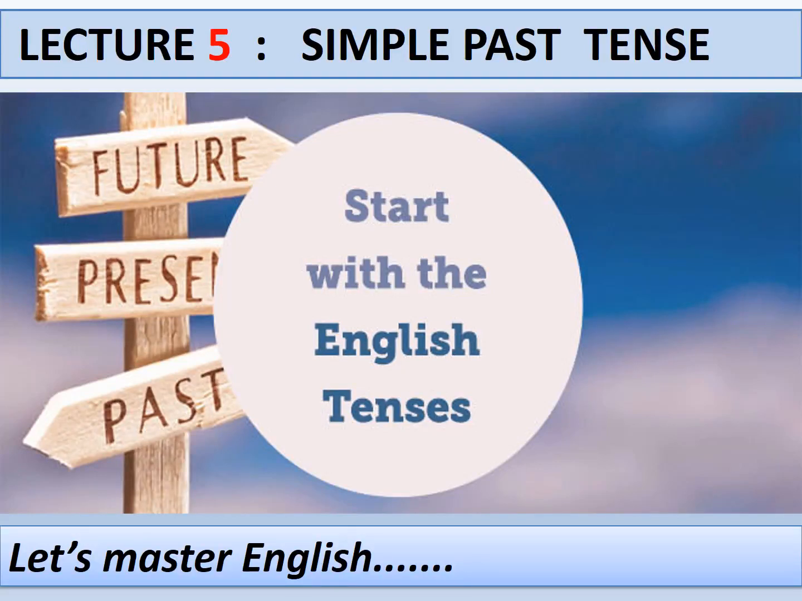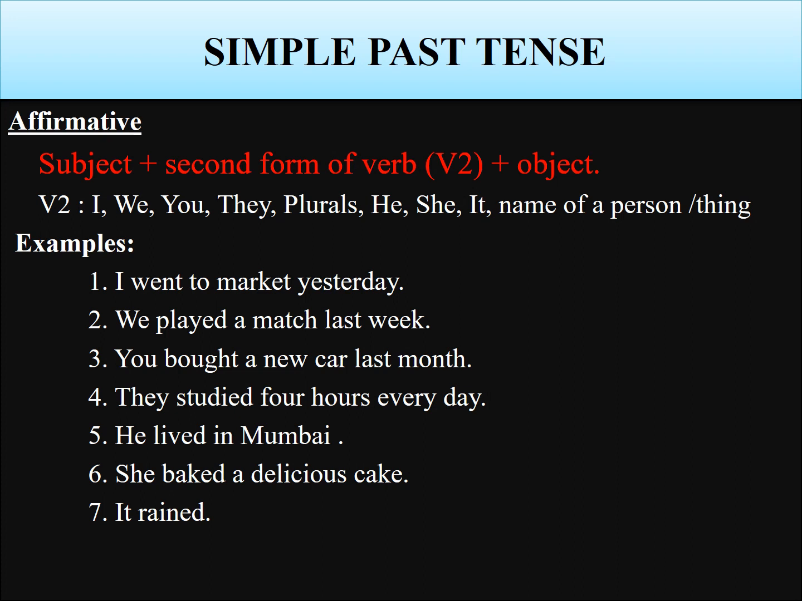Hello students, let us study simple past tense, also known as past indefinite tense. This tense denotes an action that occurred or took place in the past. The secret to this tense is to use second form of verb, and this is the simplest of all the tenses. The format of simple past tense is subject plus second form of verb plus object. Here we use second form of verb with all the subjects.